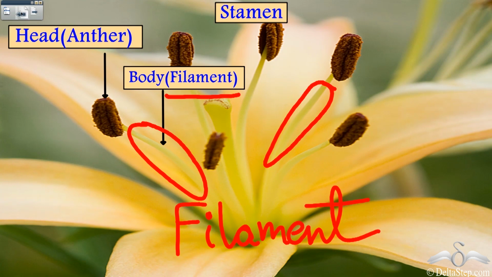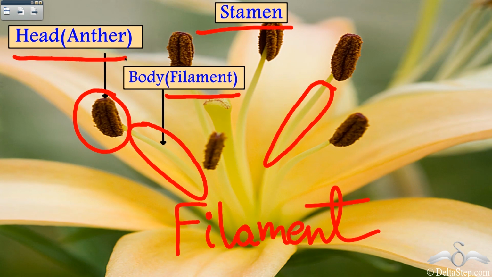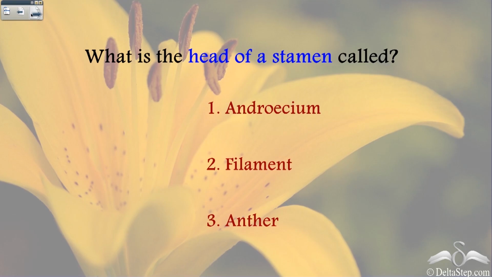So, the stamen has got two parts. One is its head, which is known as the anther, and one is its body, which is known as the filament. I have a question for you. What is the head of a stamen called? Is it option 1 androecium, or option 2 filament, or option 3 anther?